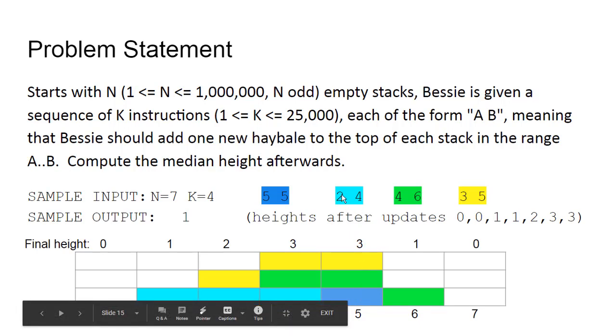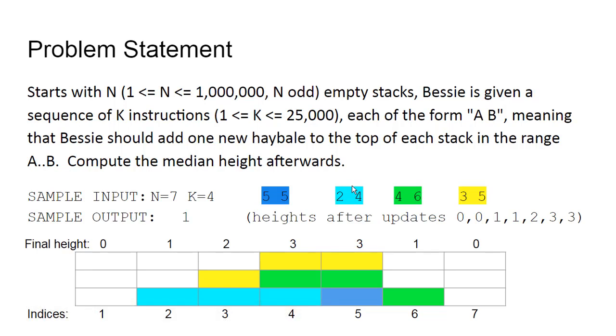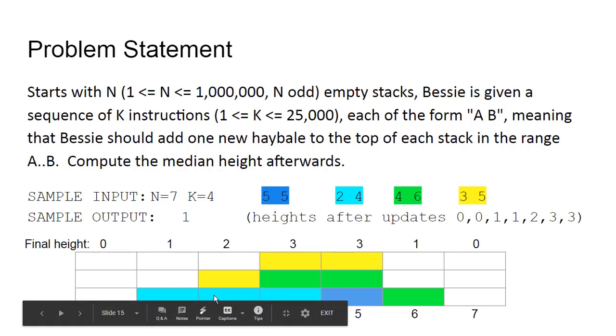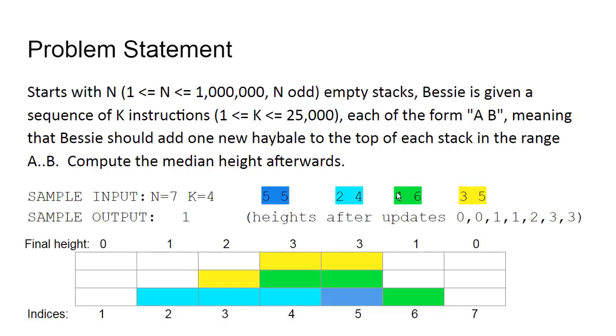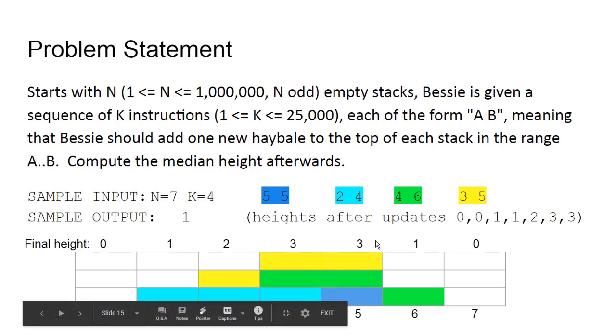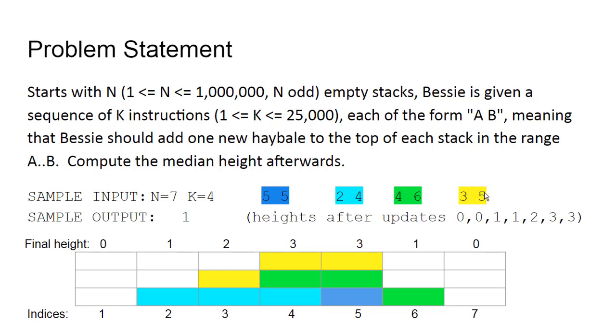The second instruction is 2-4, so it's a light blue. After that, we have these 3 added, and then we have a green from 4 to 6. So we add the 3 green ones corresponding to here. The last instruction is to add 1 to each of 3 to 5, and we have the yellow ones added. After all the 4 instructions, the heights are 0, 1, 2, 3, 3, 1, 0. If we sort them, this is what it is. The median of these heights is 1. There are 3 heights smaller than it and 3 heights bigger than it.